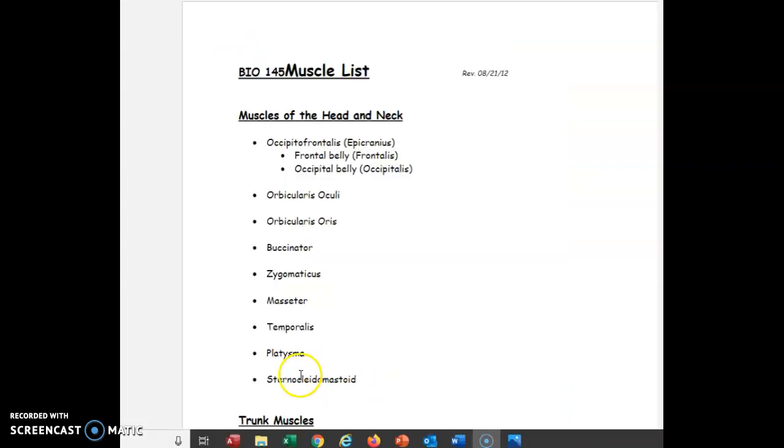The sternocleidomastoid and the platysma are two muscles in the neck region. This is a very prominent muscle, and this is a very superficial muscle that covers a lot of other muscles. Because it covers so many muscles, sometimes they leave it off of pictures, but I'll try to show you an example of it.